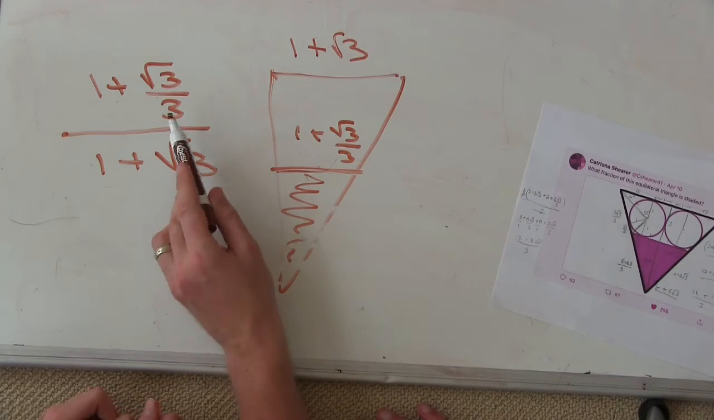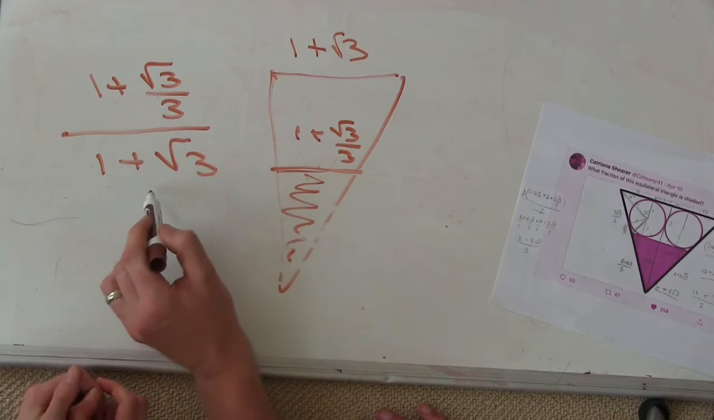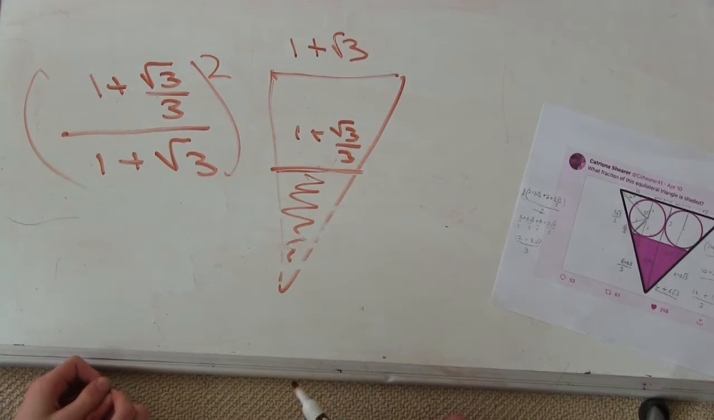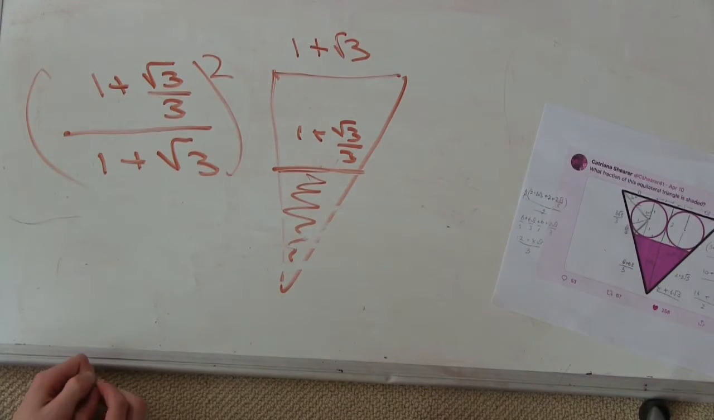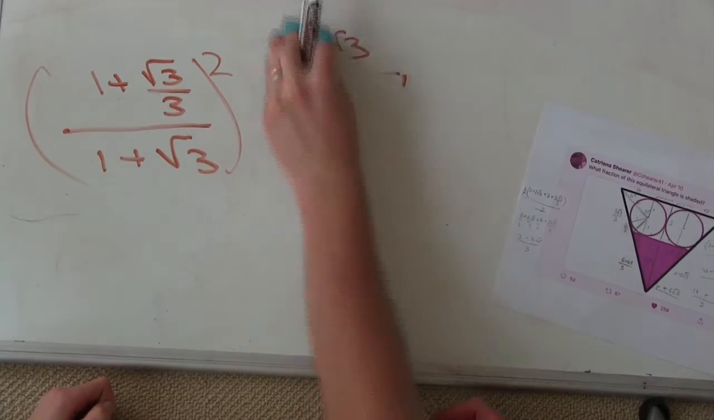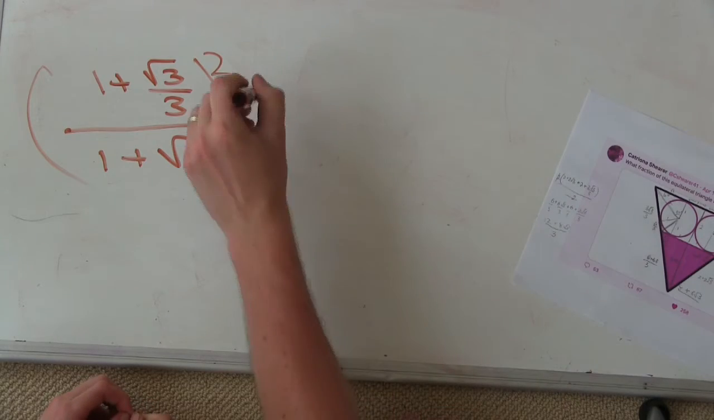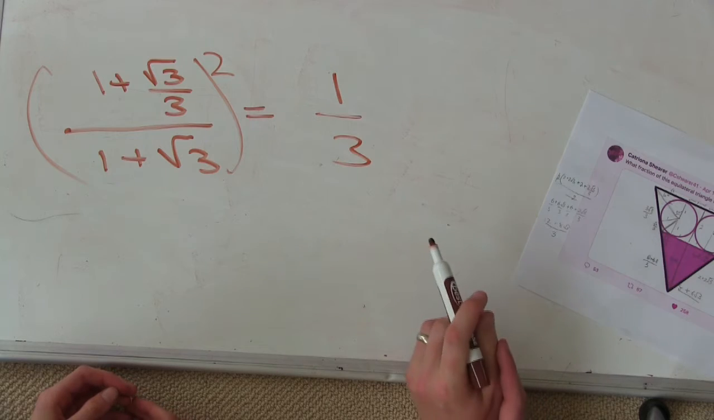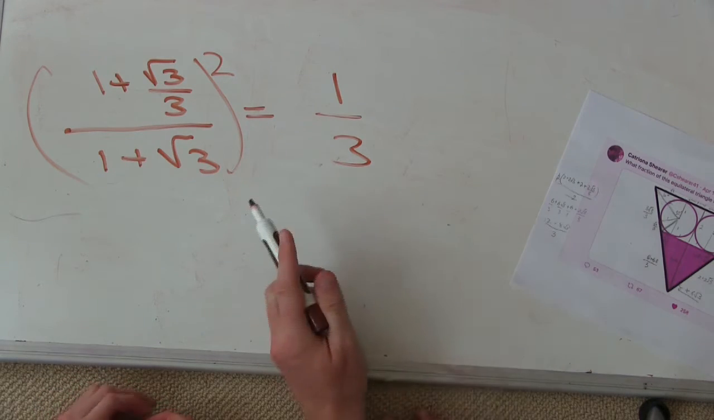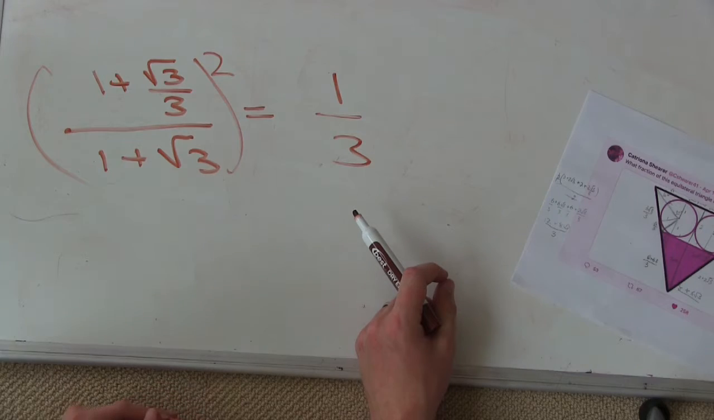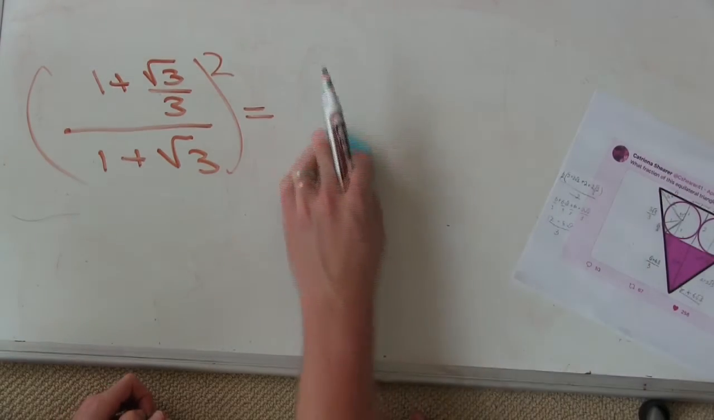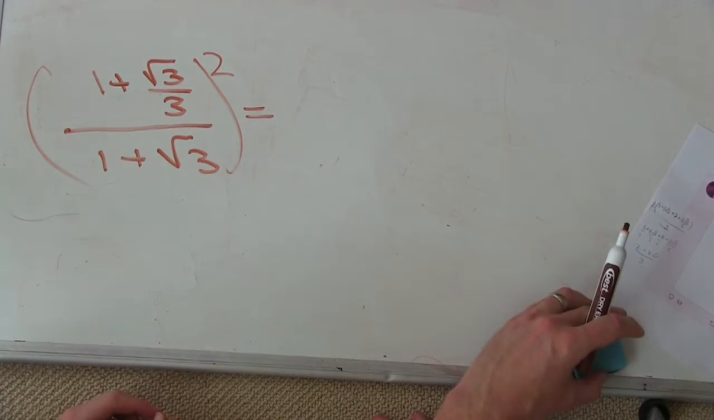So in other words, 1 plus root 3 over 3 divided by 1 plus root 3, squared, equals the ratio. And we computed this out, and we were actually pretty surprised that this became 1/3, because this is pretty complicated. Yeah, it's fairly complicated. Walk me through what we did, or what you remember.